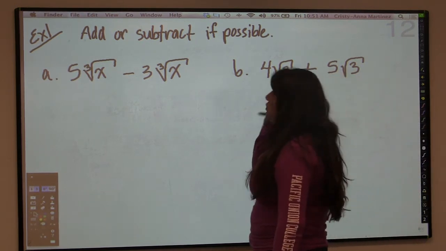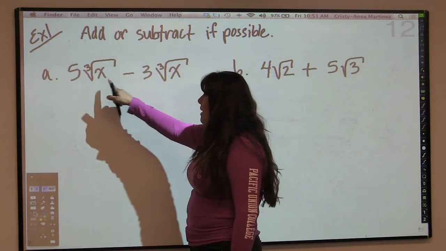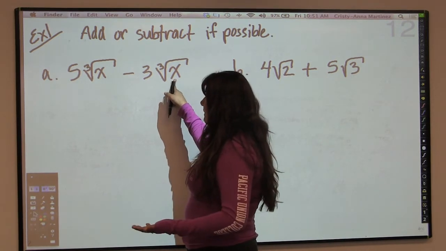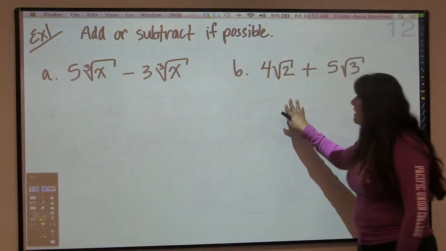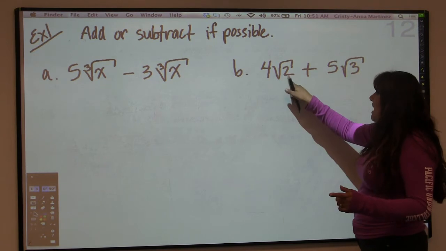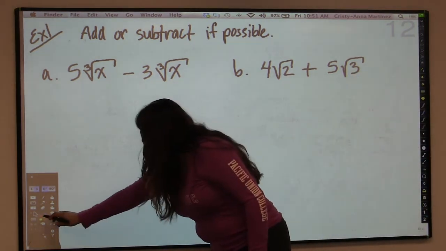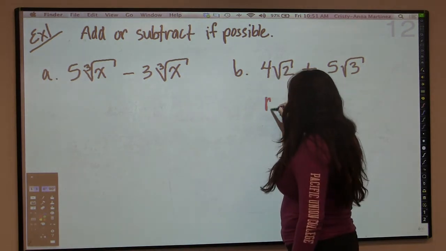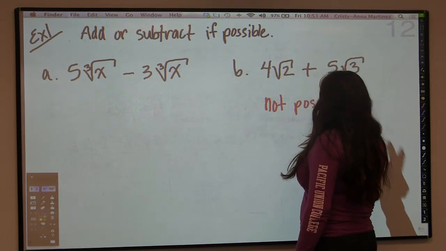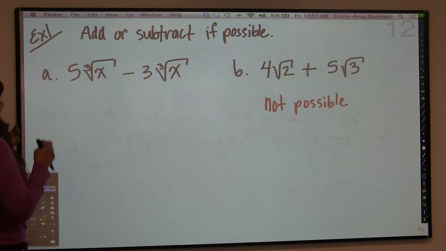So first, before we even get started, I can tell you for this one, we have an index of 3, radicand x, so it meets the criteria, so we can go ahead and add these. Well, look at example B, we have a square root and a square root, so that's the same index, but we have a radicand of 2 and a radicand of 3. So this is not possible. So for B, we say that it's not possible. That's why it says if possible. But it is possible for example A.